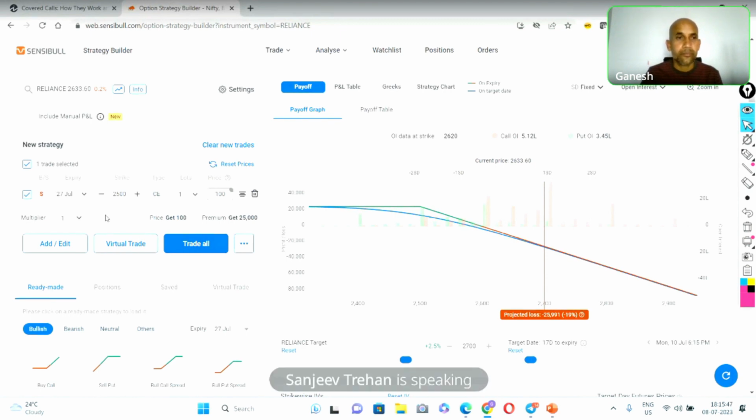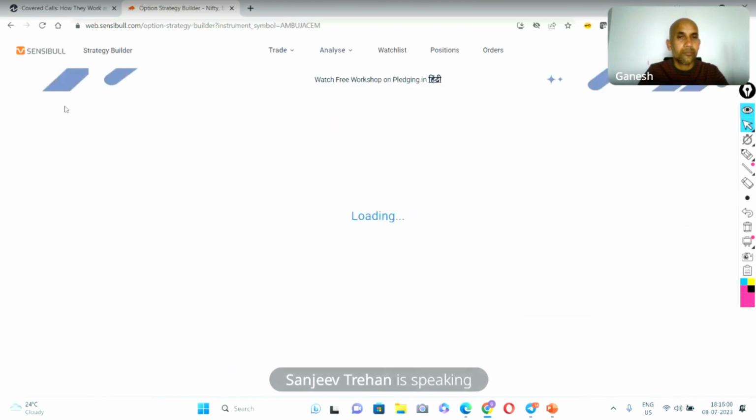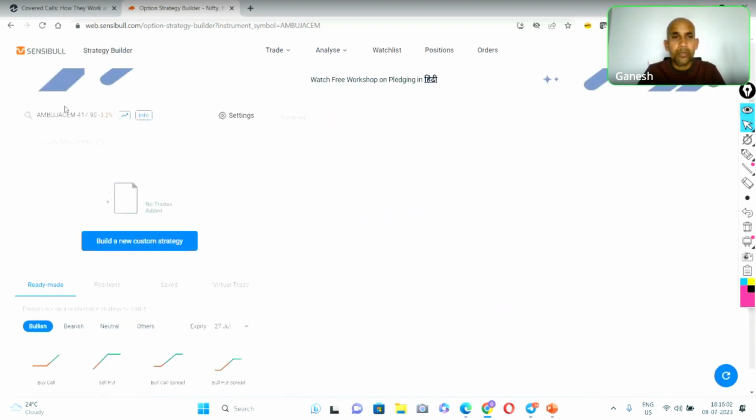Yeah. Suppose if Ambuja Cement, now I sold put at 400 PE. You are talking about put covered call, or we are discussing covered call, right? Yeah, this is basically put selling only. Put selling is not a covered one; it is naked only.